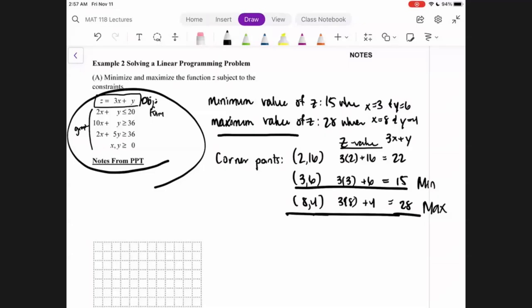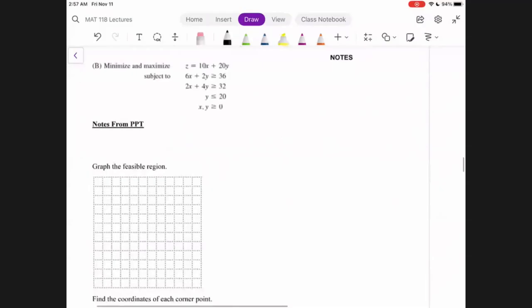So for the next one that we have, very similar. We want to minimize and maximize z. So just think this is your objective function here. So we're not going to graph that. We're going to graph the other ones. All right, so let me take a picture. And one thing that you'll notice is this one has a peculiar one right here.